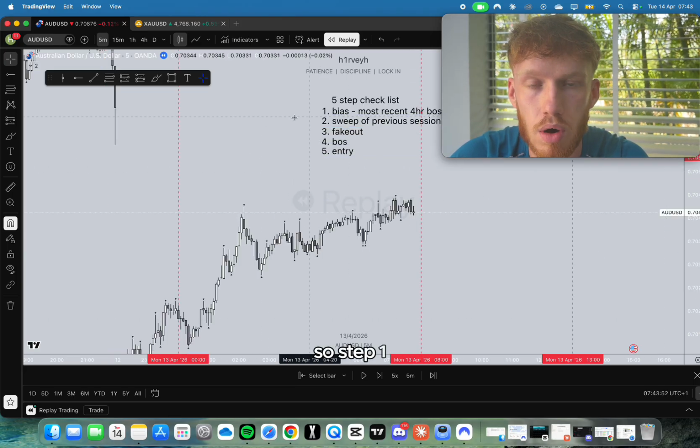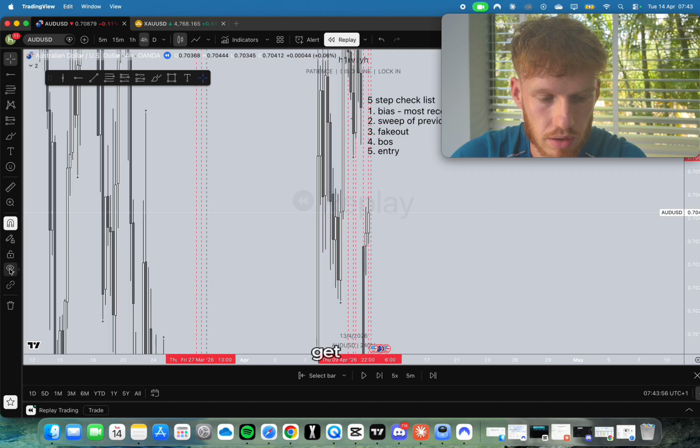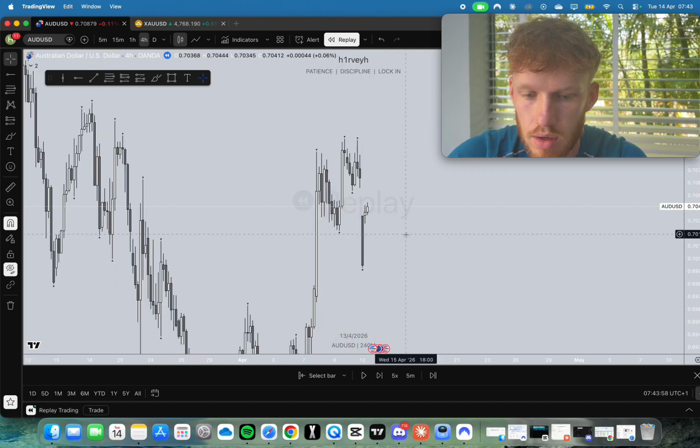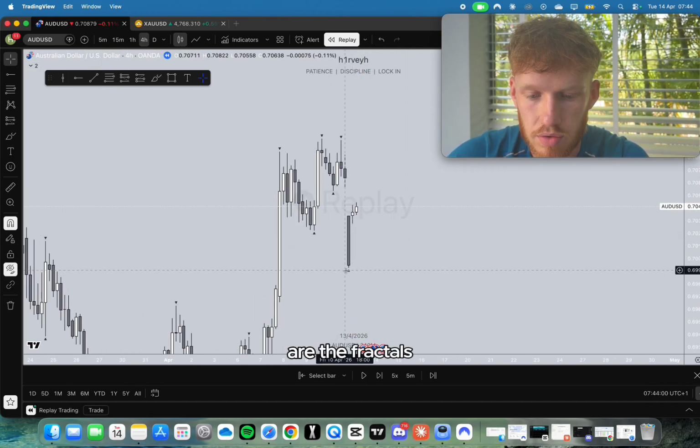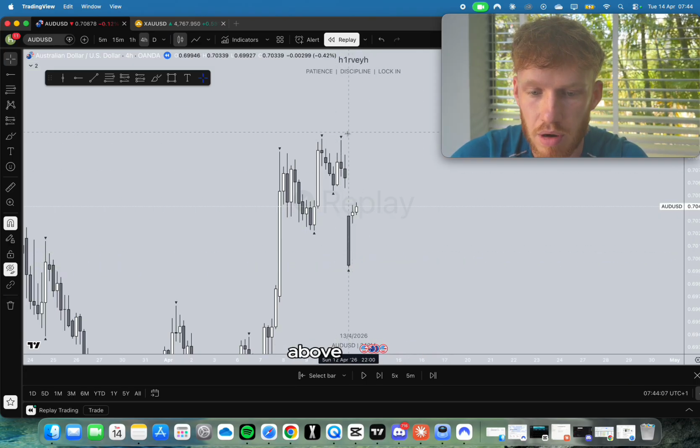So step 1, bias, 4-hour. So we come onto the 4-hour chart here. Let me just get rid of this so you don't see. Boom. So these are the fractals. One here, one here. The easiest way I can do it is, has anything closed below this one? No. Has anything closed above this one? No.